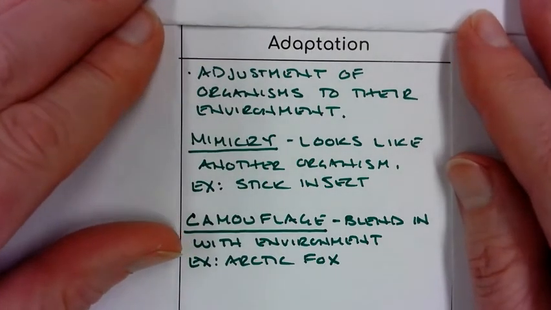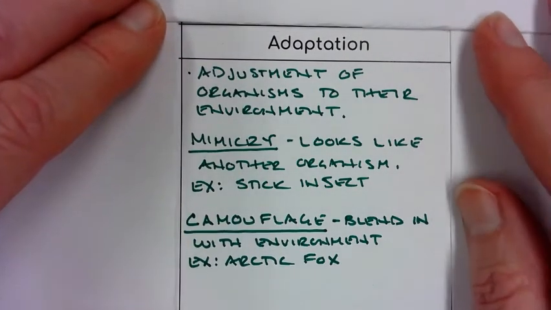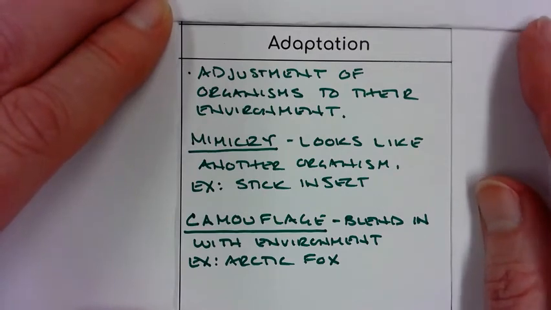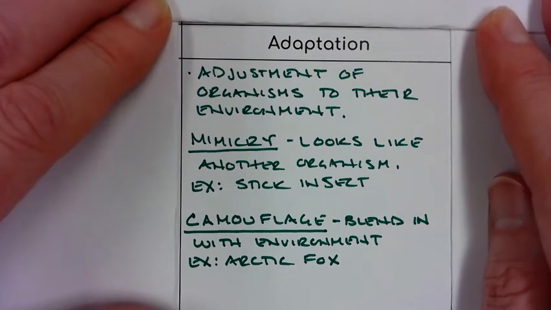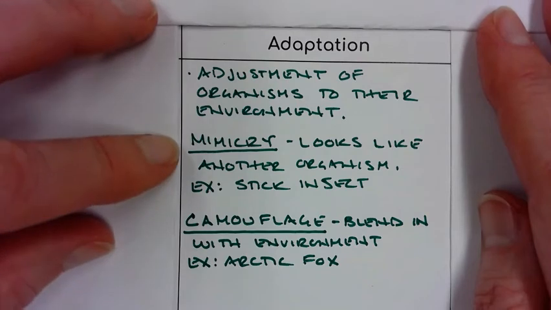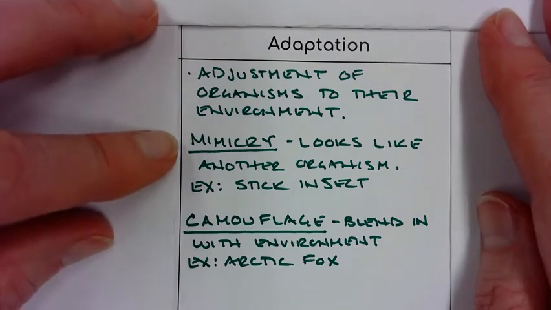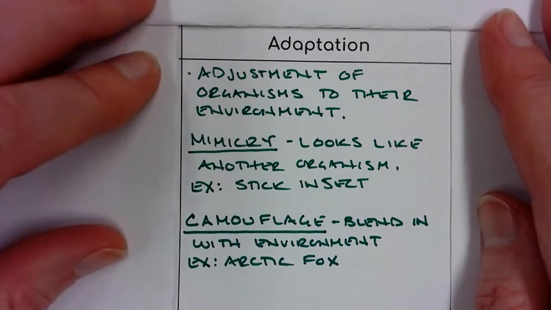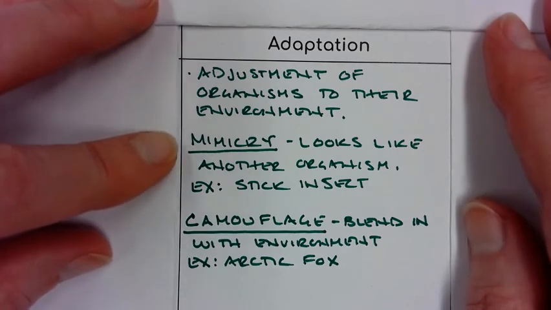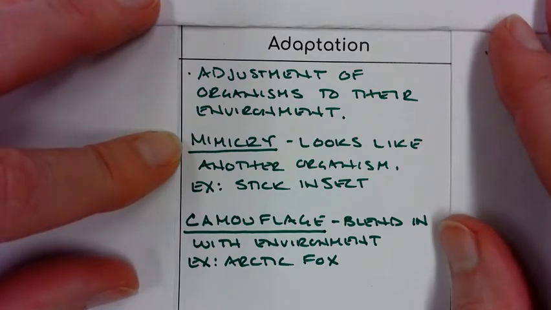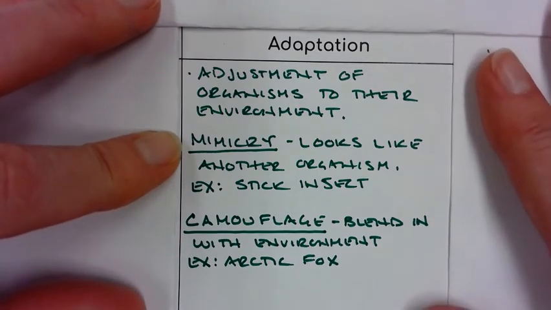Another A is adaptation, and this is the adjustment of organisms to their environment. It means the organism can't change itself, but if they have the correct adaptations that allow them to survive and reproduce, that's also known as natural selection and survival of the fittest. Some adaptations consist of mimicry, where an organism looks like another organism. For example, a stick insect resembles a twig on a branch. We also have some insects that resemble wasps or bees, so that other organisms think that they're ferocious.